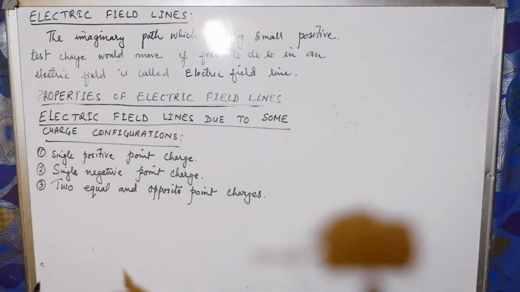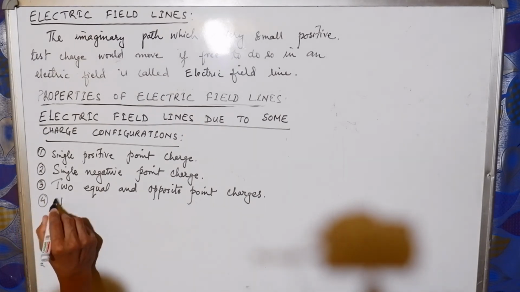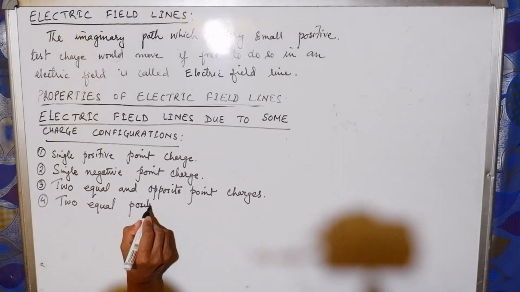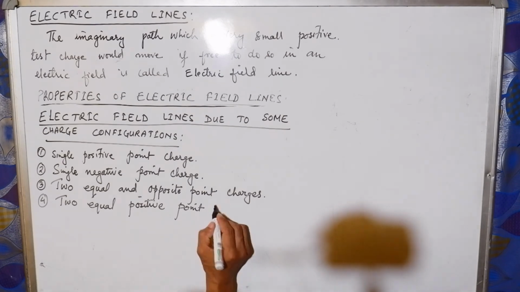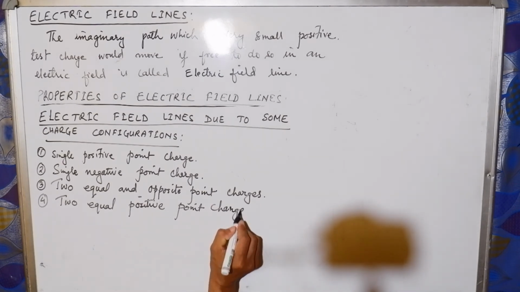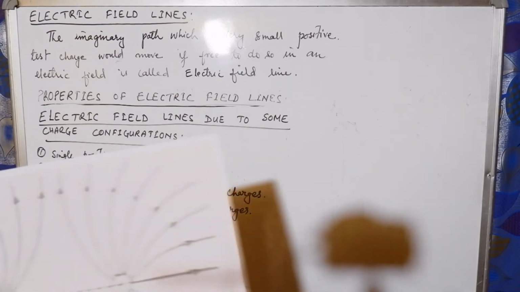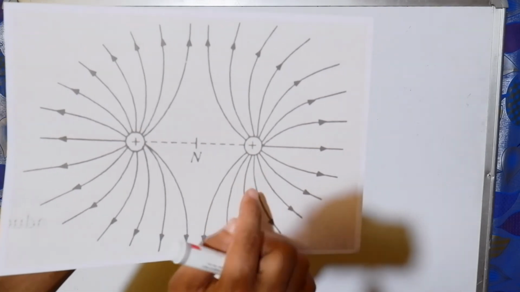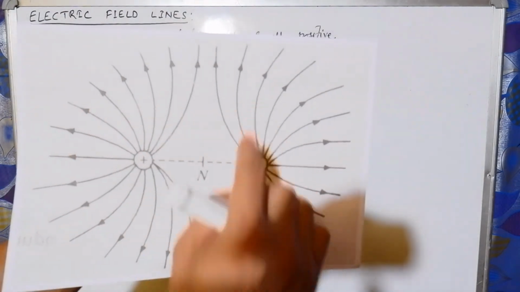Now the next one will be 2 equal positive point charges. Number 4, 2 equal positive point charges here also. 2 point charges. So the diagram will look like we have seen here. In this case, we have the charge plus Q and the charge plus Q. The electric field lines will come out from both the charges and they will repel each other.